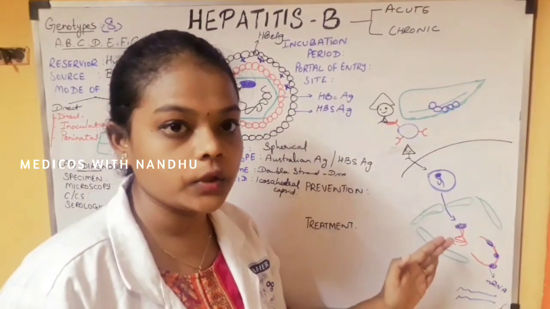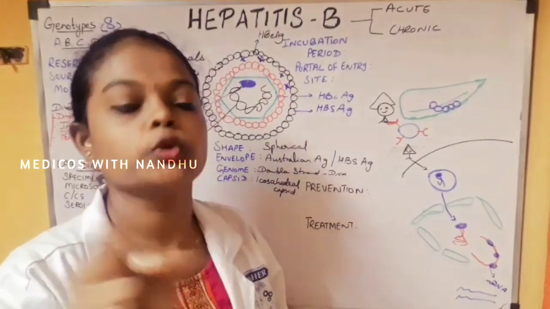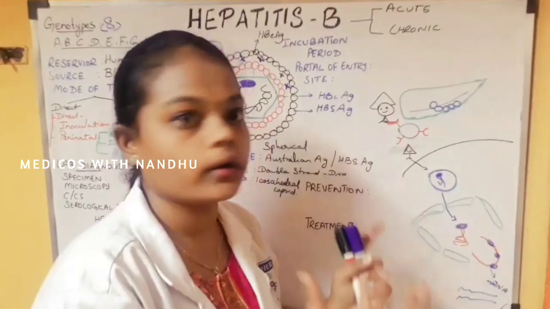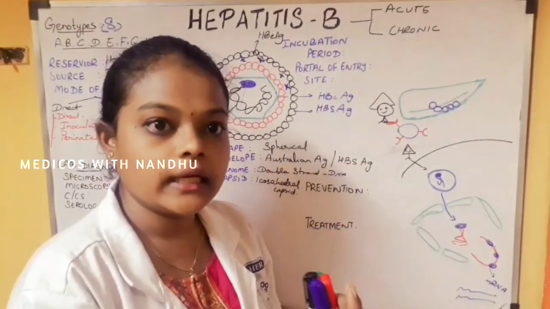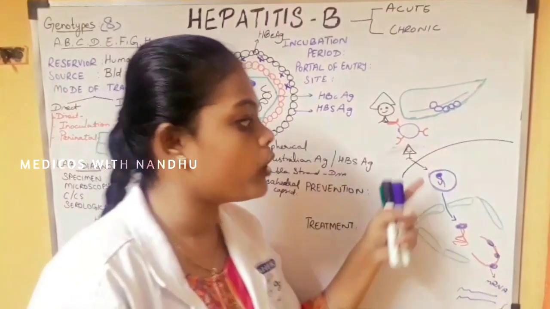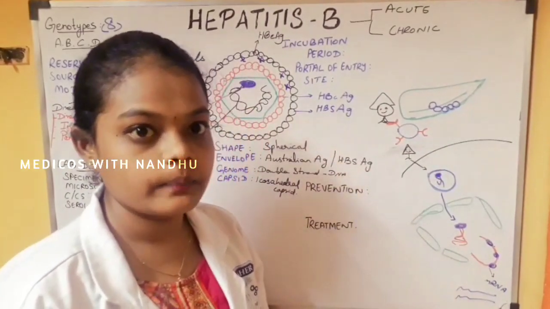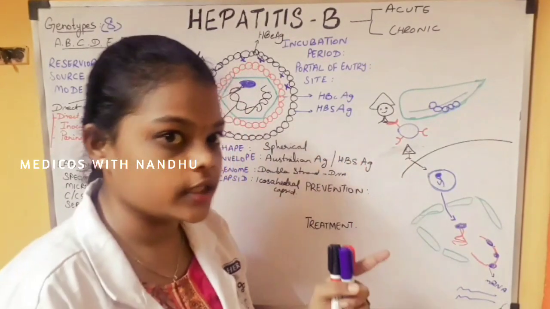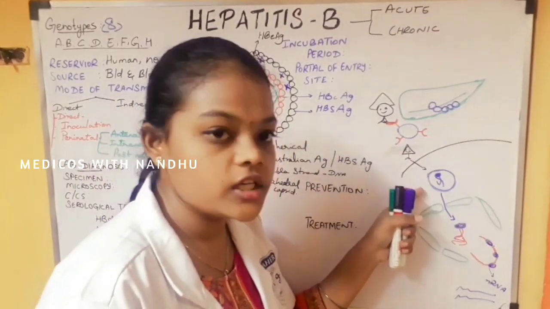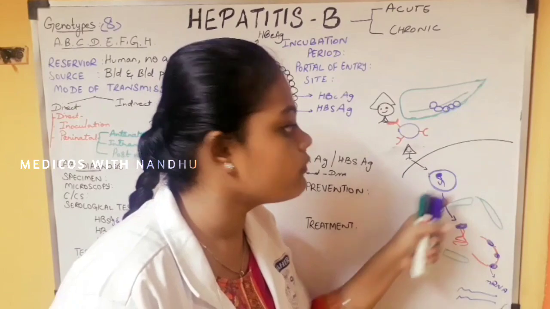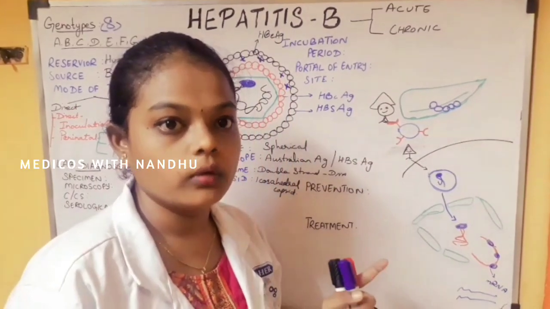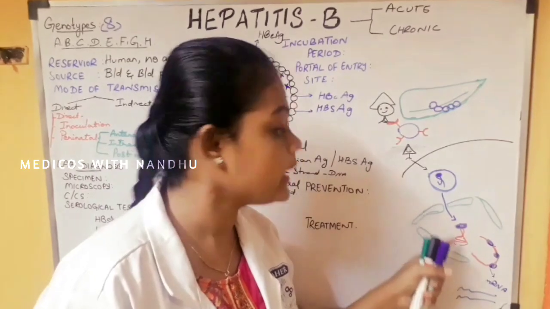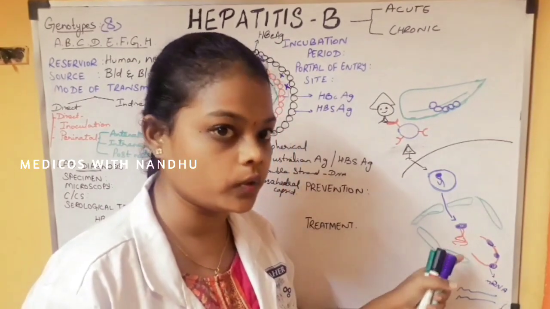But before reaching the nucleus, there is a microtubule. Through the microtubule, the viral particle, the core, the DNA strand and the polymerase will get entered from the extracellular to the intracellular. Okay, and from the intracellular, the core will be removed. Only the DNA strand and the polymerase will be entering the nucleus.